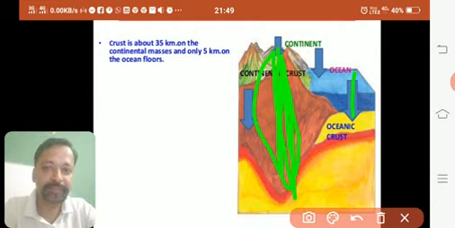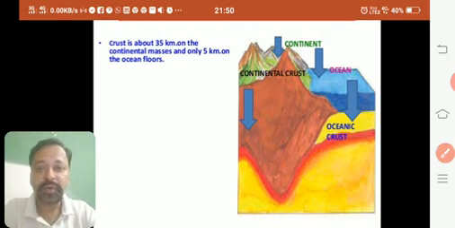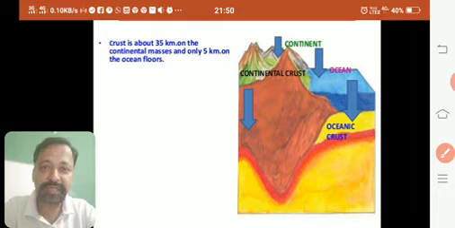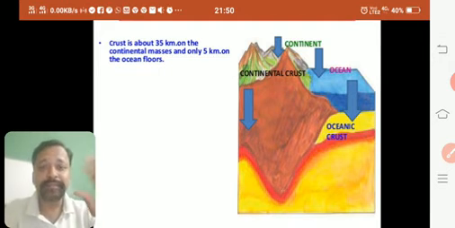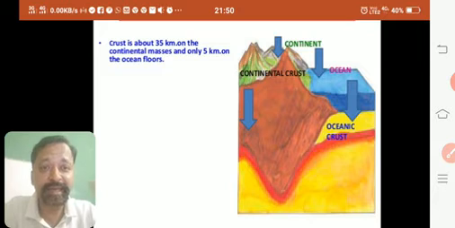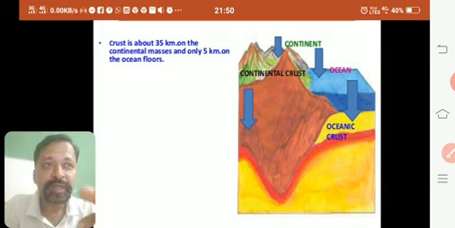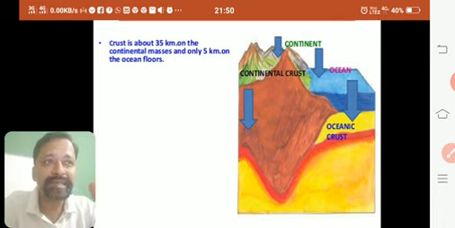So now you have to remember that we have two kinds of crust. One is continental crust, the other is oceanic crust. Continental crust is 35 kilometers thick. Oceanic crust is just 5 kilometers. I hope you can remember this. You have to remember, it can come in your examinations also. So this is about all that we call crust.